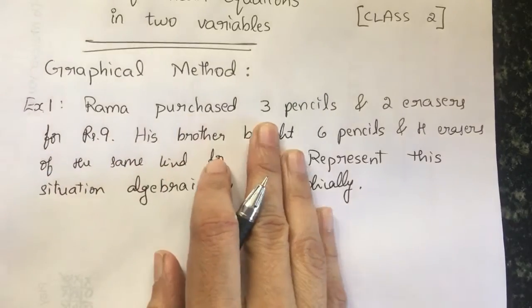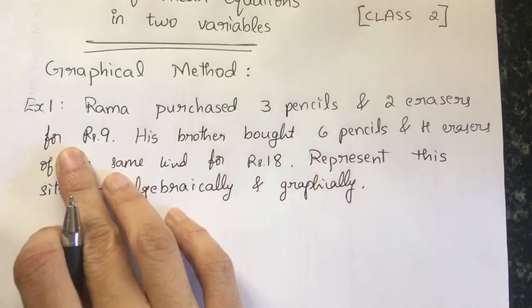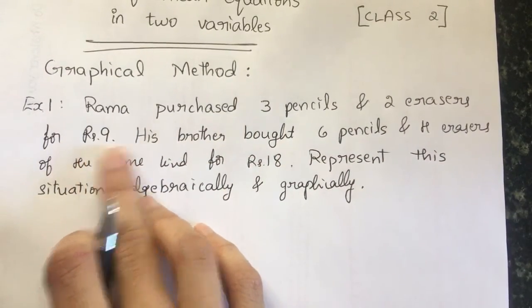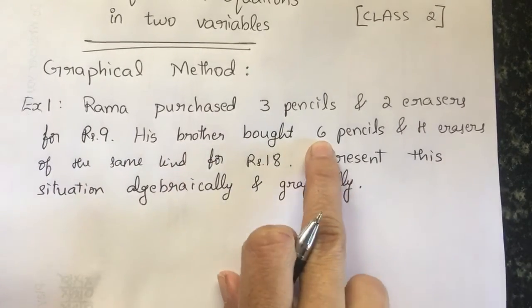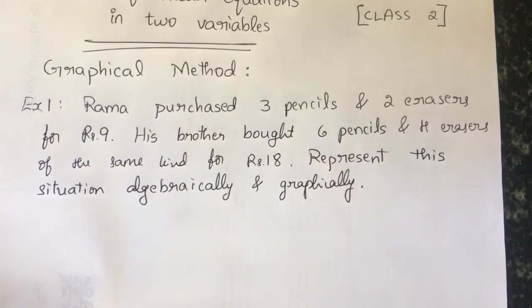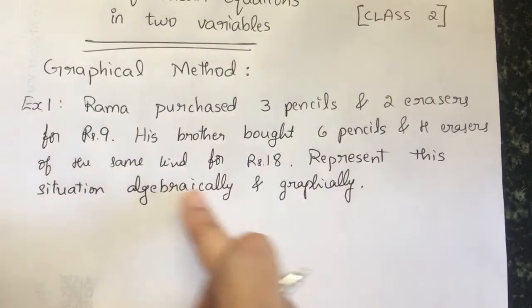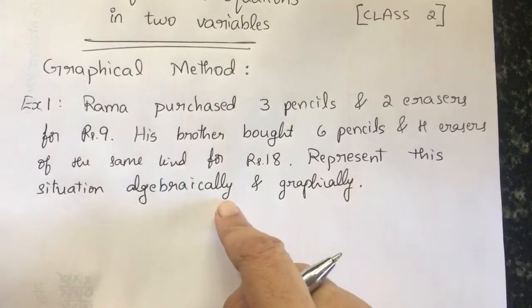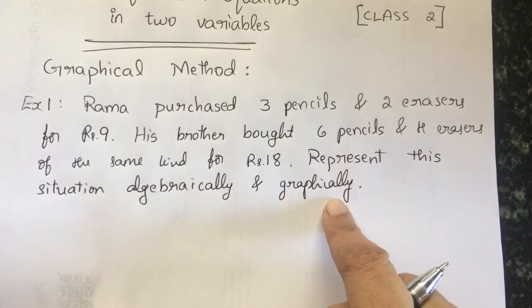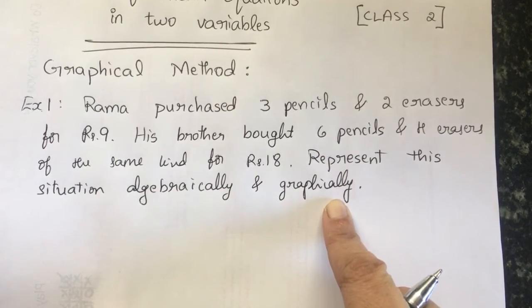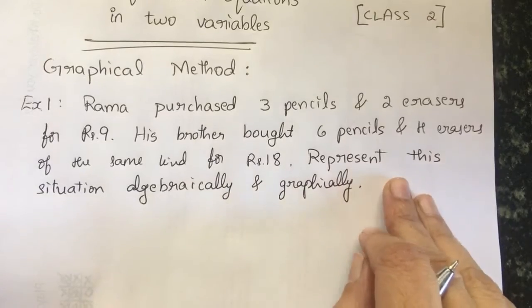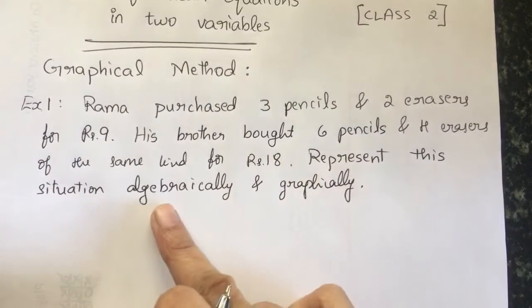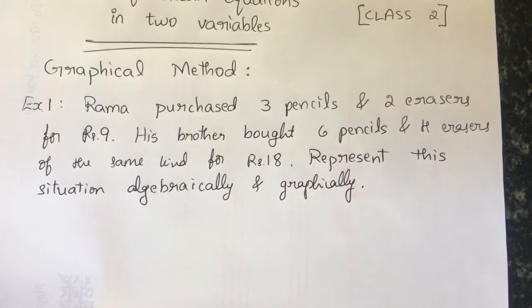Rama purchased 3 pencils and 2 erasers for ₹9, and his brother liked such kind of pencils and erasers, so he bought 6 pencils and 4 erasers for ₹18. Now I have to represent this situation algebraically and graphically. Okay, I'm not going to solve this. It is just mentioned: represent this situation algebraically and graphically.